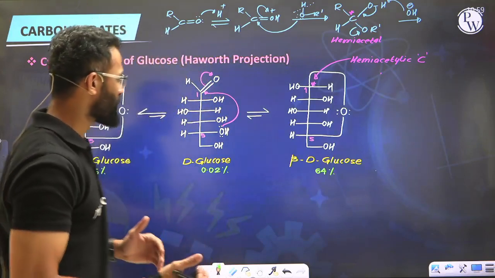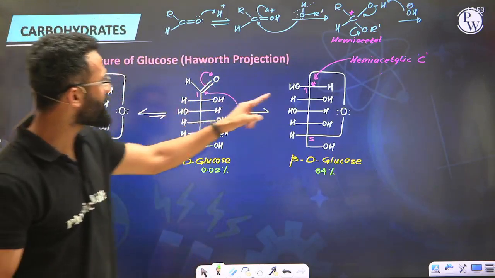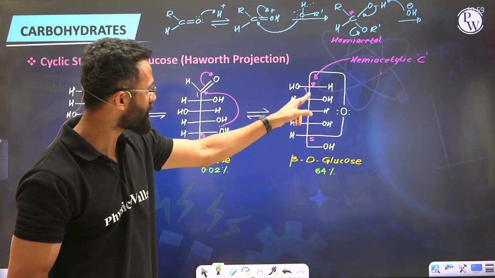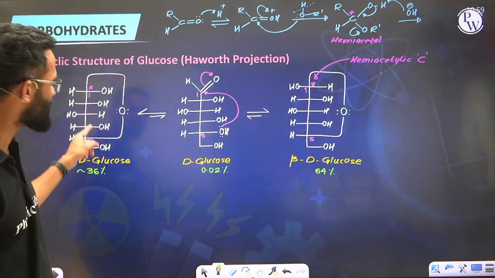Now, if you compare alpha and beta and try to find out what kind of isomeric relation they have, guys, tell me one thing. The configuration is differing only at carbon number 1, whereas at the rest of the carbons, the configuration is exactly the same.